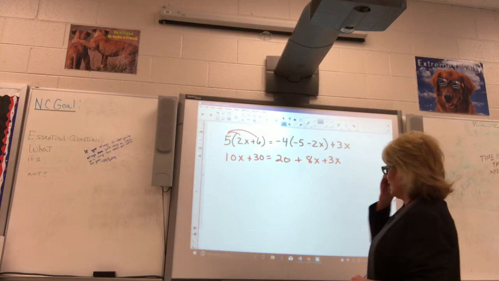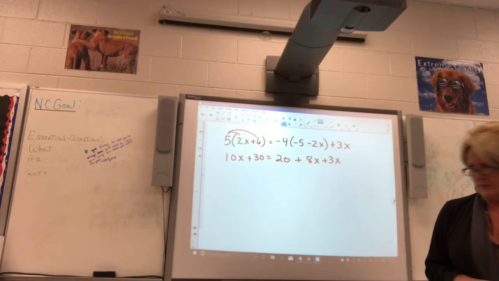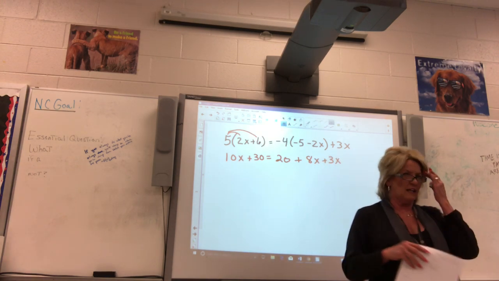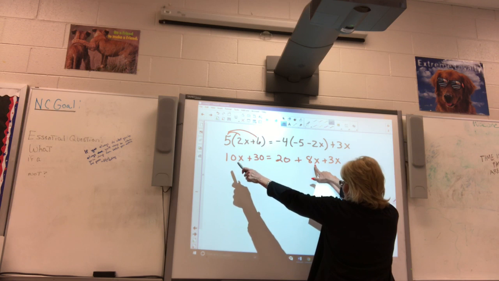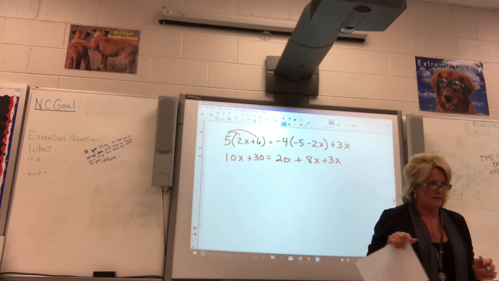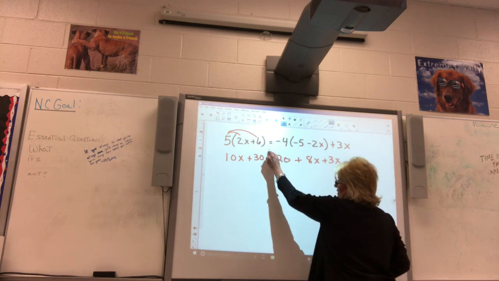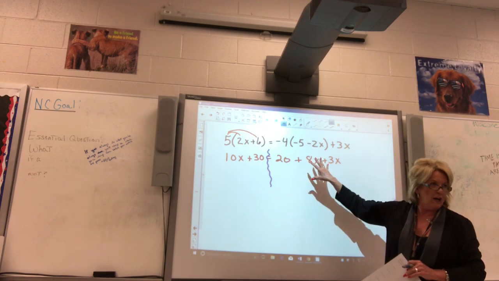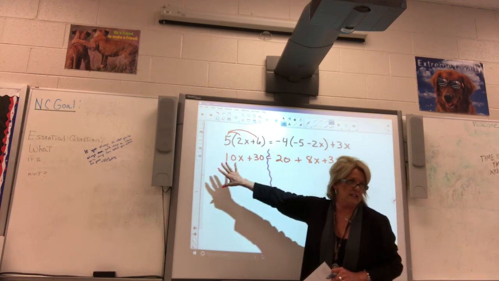The next step says combine like terms. Well, when you're combining like terms, let me tell you what kids like to do. They say, well, that and that are like terms. You can't combine those. Don't you do so. Because you see that equal sign, you can only combine what's on the same side. You can't combine these with these.